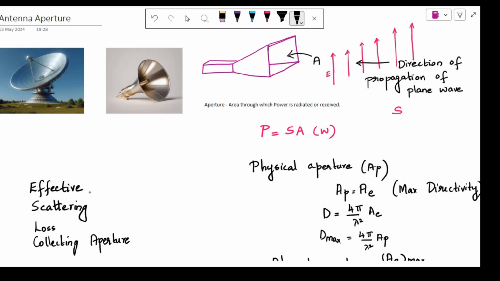Now, in the next video, we will start discussing the different types of apertures.